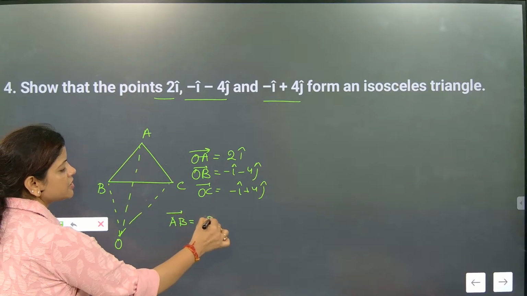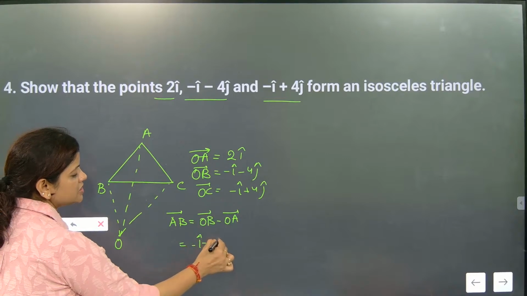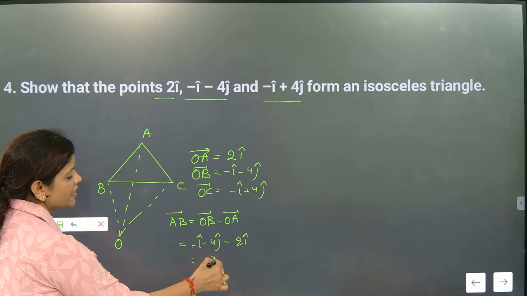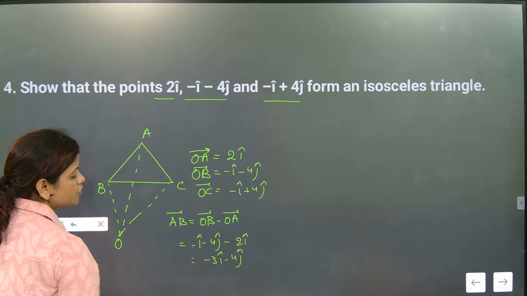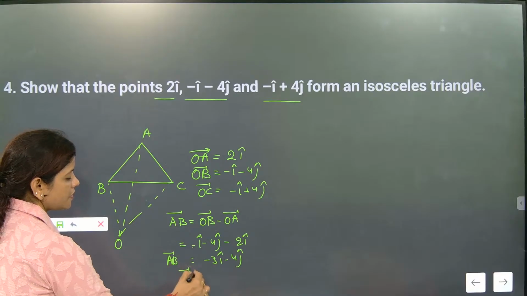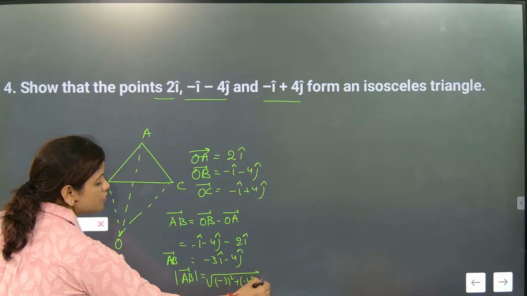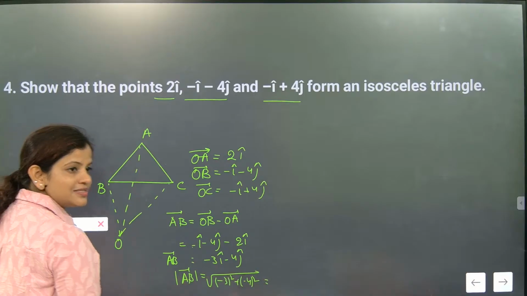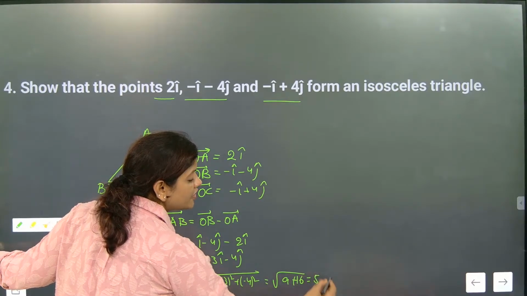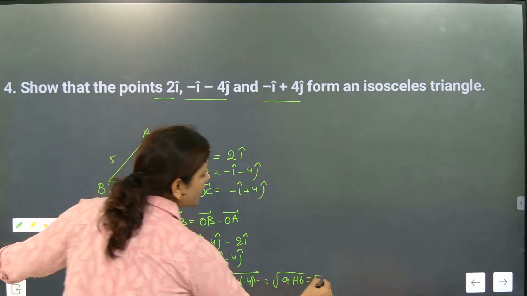AB vector is written as OB vector minus OA vector. What is minus i minus 4j minus 2i? How much is it coming, beta? Minus i minus 2i becomes minus 3i minus 4j. So what is the magnitude of AB vector? Root of minus 3 square plus minus 4 square. 9 plus 16 is 25. So 25 will give you 5. So AB is coming as 5 units.